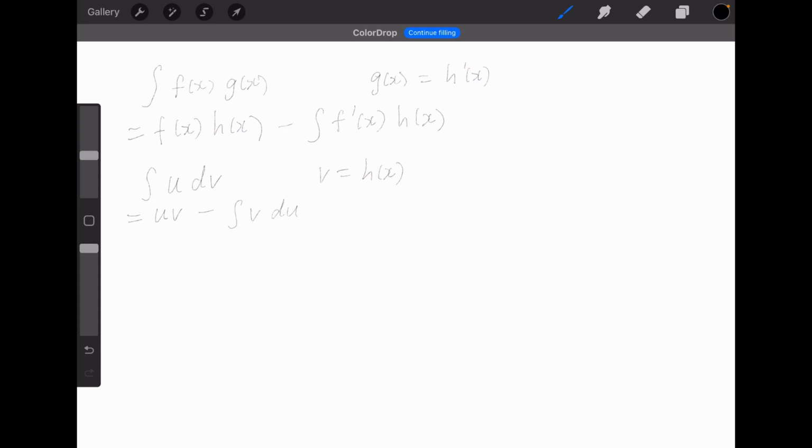But if we have two functions in one integral, how can we know which one is u and which one is dv? So there is a rule that can help us with that, which is called LIATE. L stands for log, I is inverse trigonometry, A is algebraic, T is regular trig, and E is exponential.